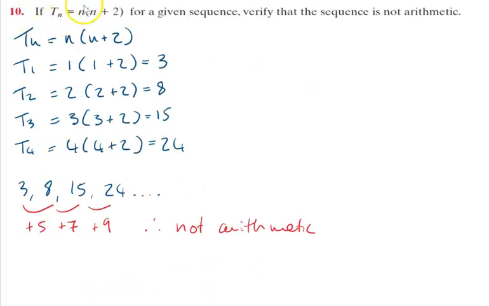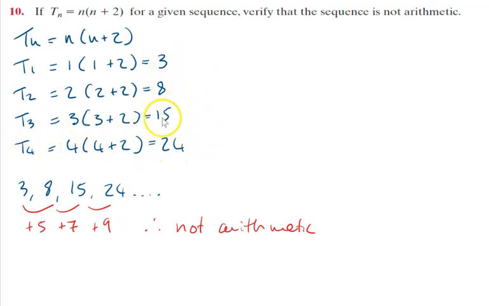If Tn is equal to n times n plus 2 for a given sequence, verify that the sequence is not arithmetic. So Tn is equal to n times n plus 2. Then T1 is going to be 1 times 1 plus 2. So I'm replacing each of those n's with 1, which is equal to 3. And then term 2, I'm replacing each of those n's with 2. So 2 times 2 plus 2 is 8. Term 3 will be 15. Term 4 will be 24.